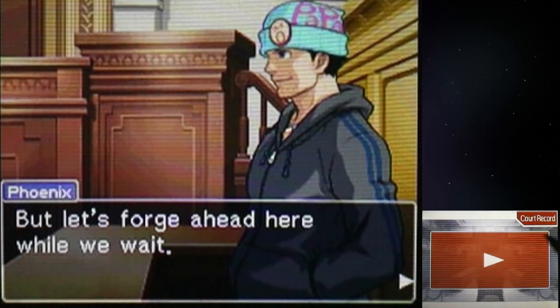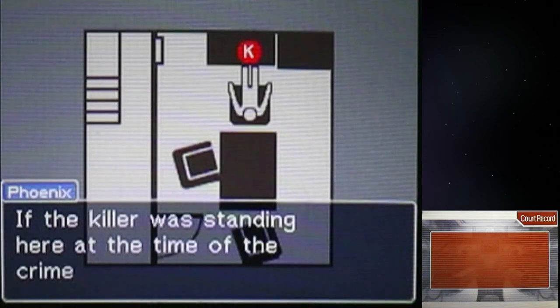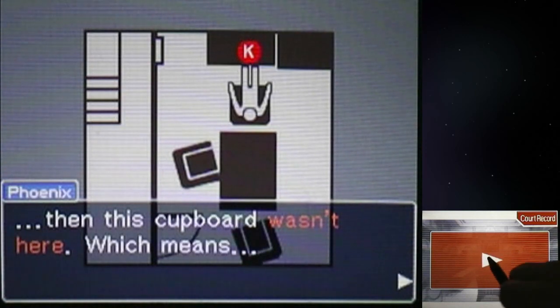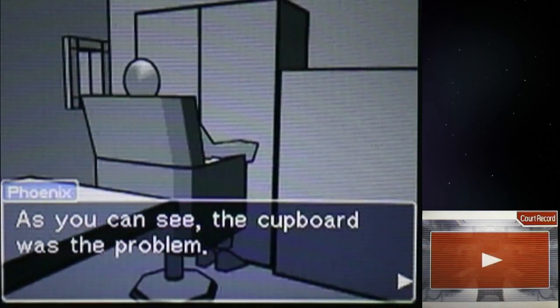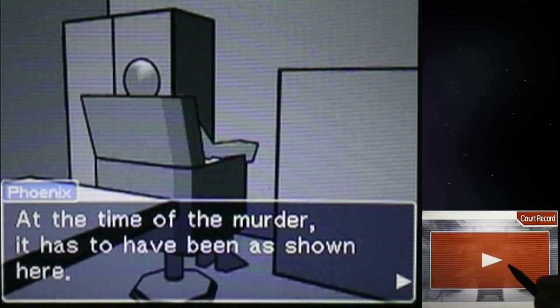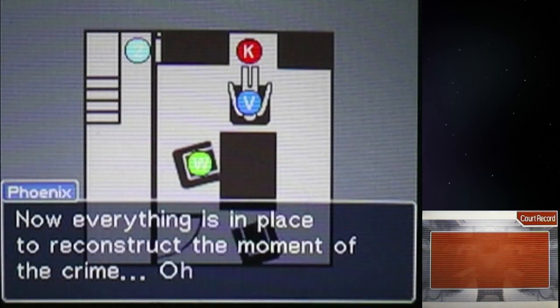But let's forge ahead here while we wait. Look at the diagram once again. It's been changed. If the killer was standing here at the time of the crime, then this cupboard wasn't here, which means... Apollo, try moving the cupboard. Thank you! Of course, as you can see, the cupboard was the problem. At the time of the murder, it has to have been as shown here. Now everything is in place to reconstruct the moment of the crime.